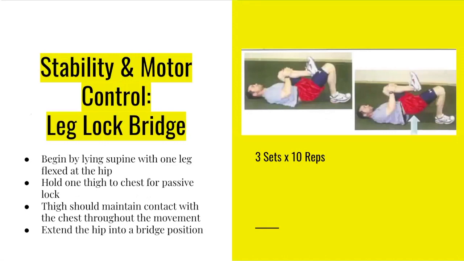The first exercise, leg lock bridge. Begin by lying supine with one leg flexed at the hip. Hold one thigh to the chest for a passive lock. Thigh should remain in contact with the chest throughout the movement. Extend the hip into a bridge position. Do this for 3 sets and 10 reps each.